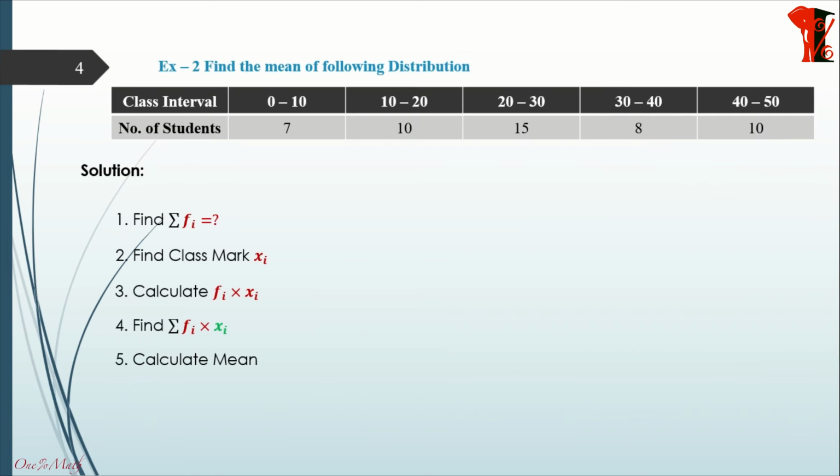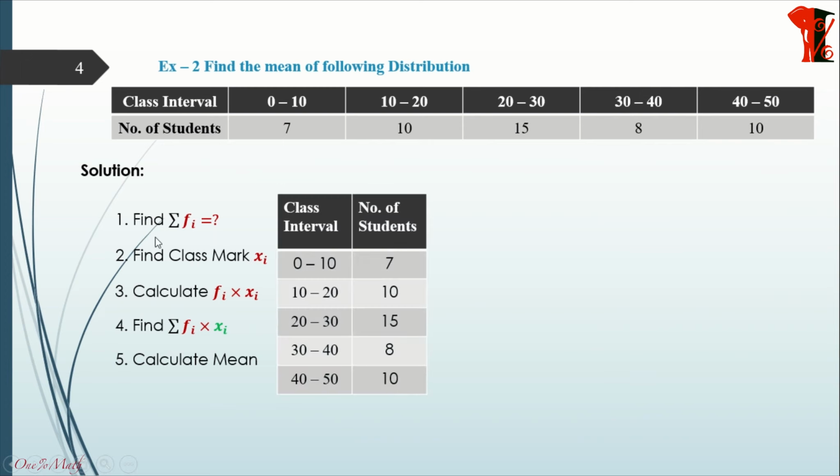So the next problem you can try. The steps are given the same way. First, write the table vertically. Then find sigma fi, then find xi. Then calculate fi xi, meaning you multiply the frequency and xi columns. Then find sigma fi xi and calculate the mean. You can pause this video here and calculate and cross check your answers. For our reference, I am just completing this.